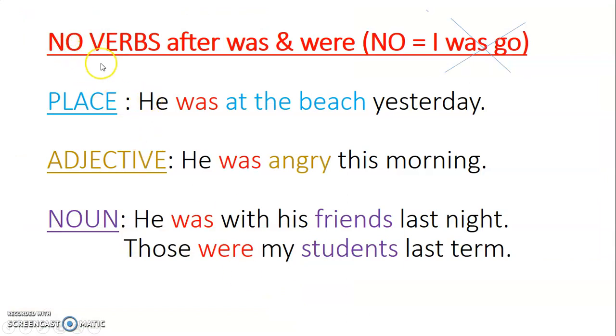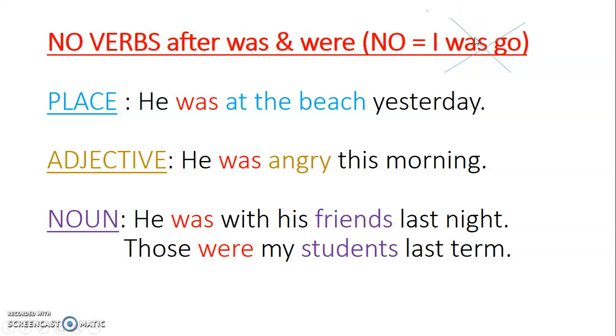Now, a common mistake that a lot of students tend to make is that they put a verb after was or were. For example, they say, I was go yesterday to the mall. In English, we cannot say yesterday I was go to the mall. You have to say yesterday I went to the mall. Also in English, we don't say yesterday I was eat biryani or I was ate biryani. This is wrong. We say yesterday I ate biryani. So no verbs after was and were.